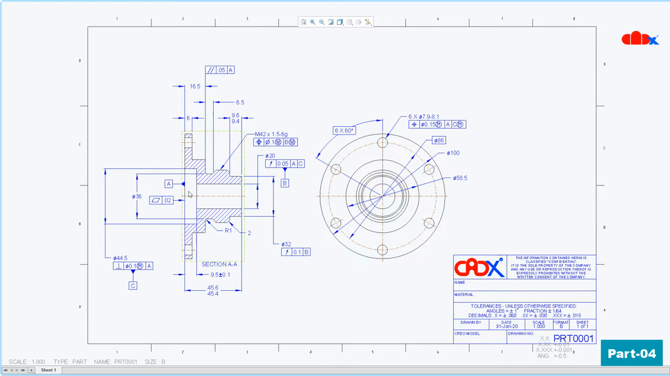Now when we decide this surface as my primary datum, we immediately put flatness on that surface because everything will be referenced to the primary datum. That means everything will be referenced to this surface. So this surface has to be the best surface in this part, and that is why we assigned the flatness.